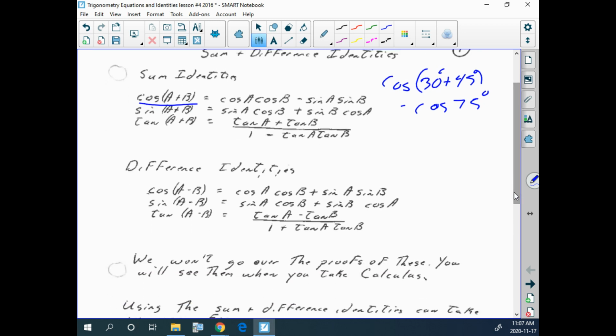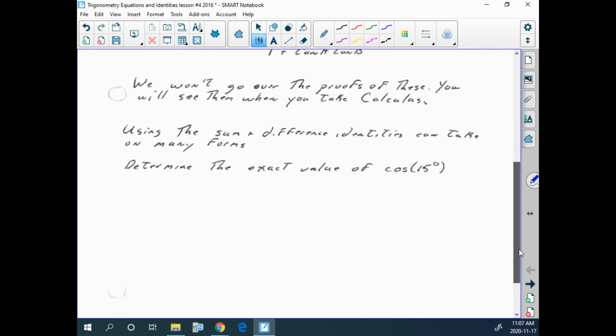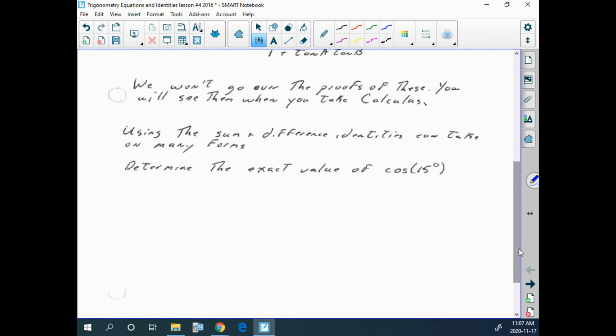These 6 identities are given to you on your formula sheet, and you're going to have to recognize when they may be useful to you. Okay? But we can, as I said, determine the exact value for cosine of 15. What are the angles that we know from our triangles?